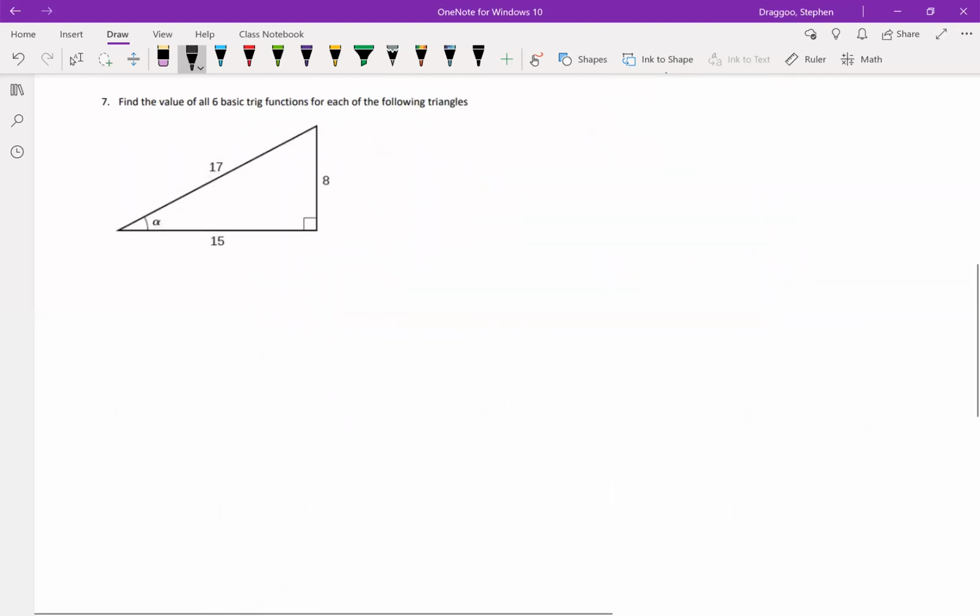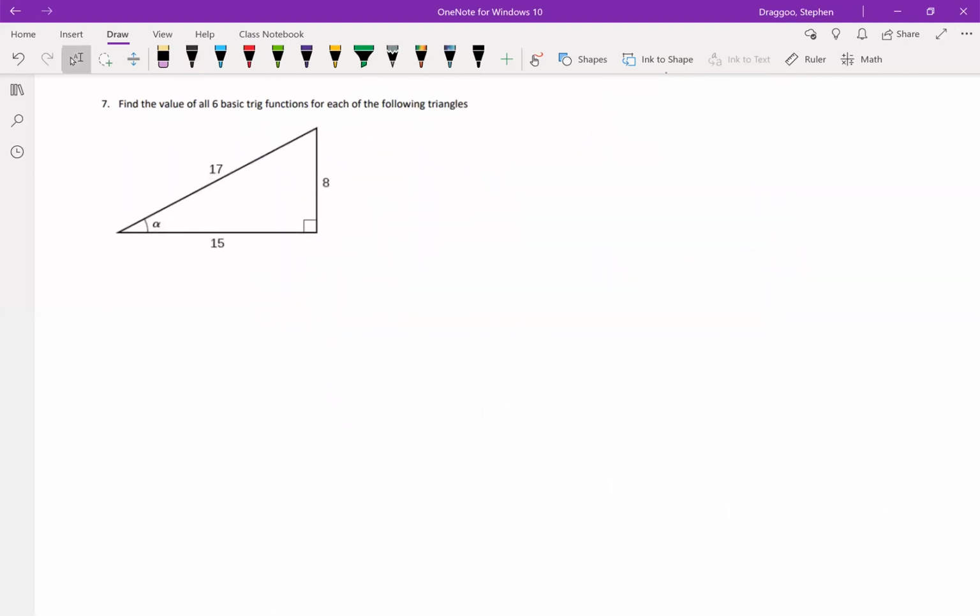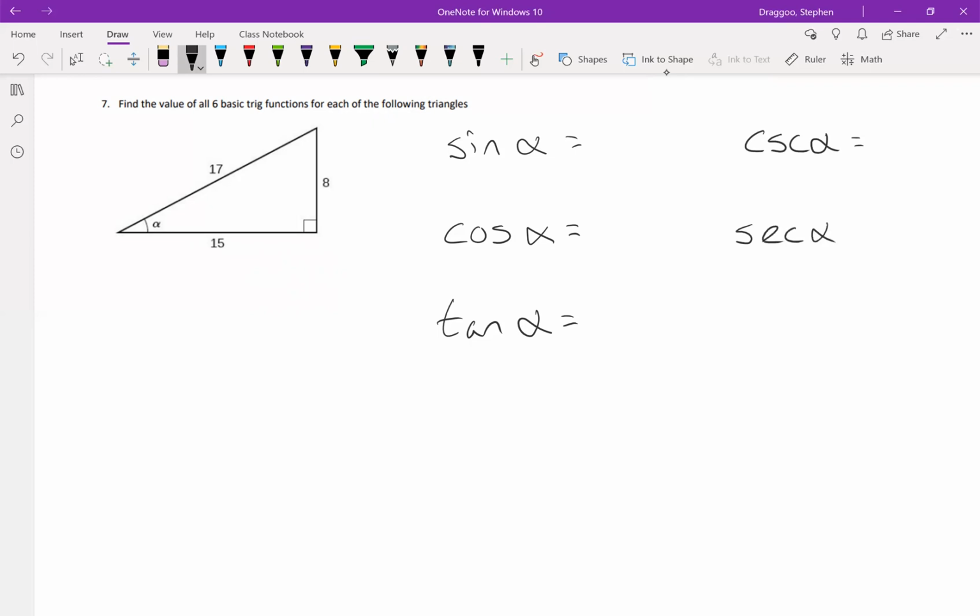So, problem 7. Find the value of all 6 basic trig functions for each of the following triangles. So, those 6 trig functions are sine, cosine, tangent, and let's actually write them out as cosecant, secant, and cotangent. So if I say find the 6 basic trig functions, these are the 6 that we're going to look for.